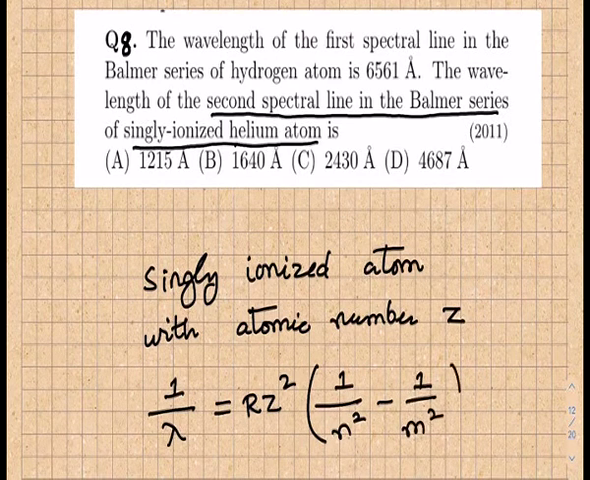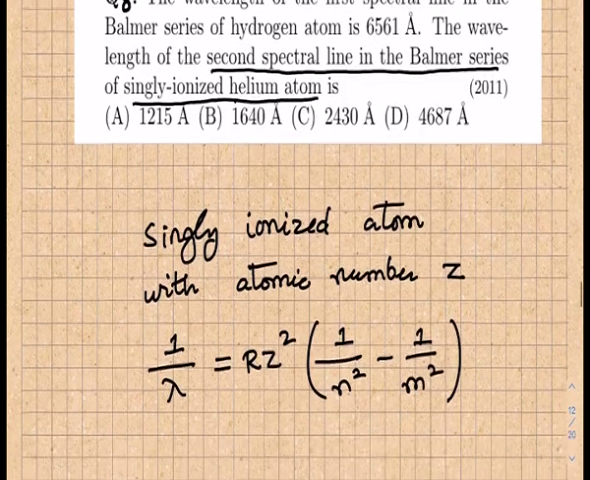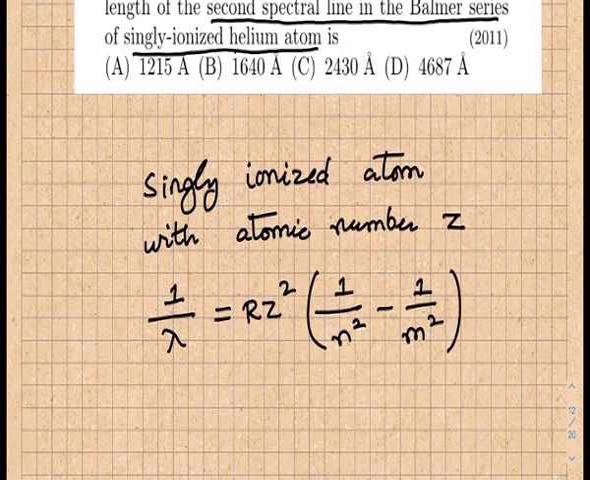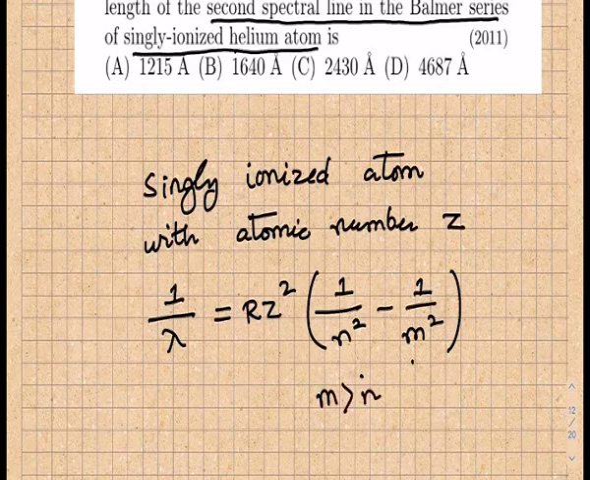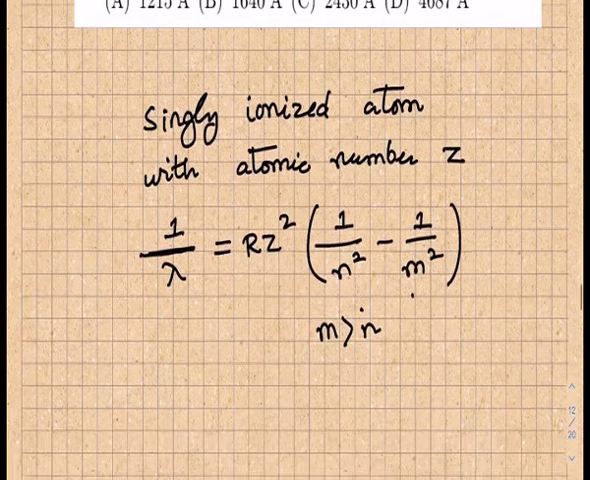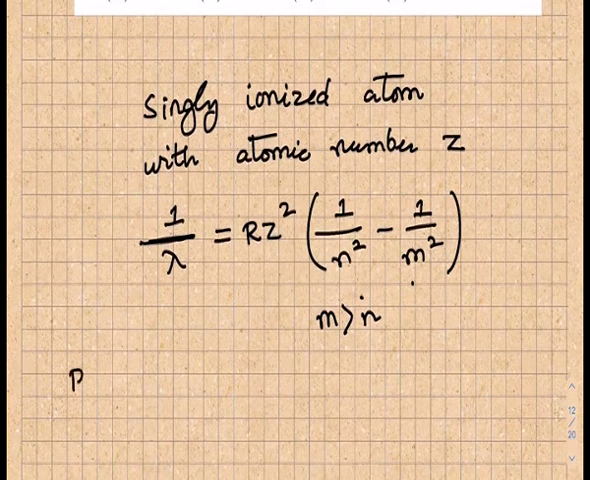This formula all of you know, that this is basically when transition is taking place from M to N orbit, where M is greater than N. Okay, so this is the formula for the wavelength. So now what is Balmer series?